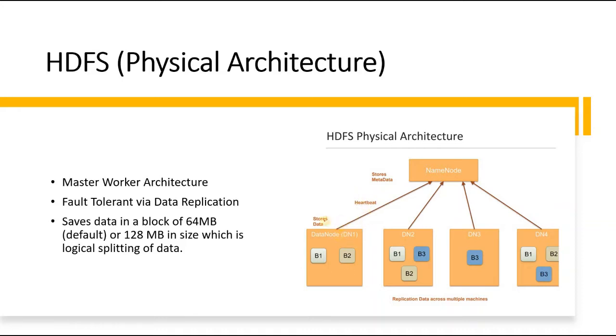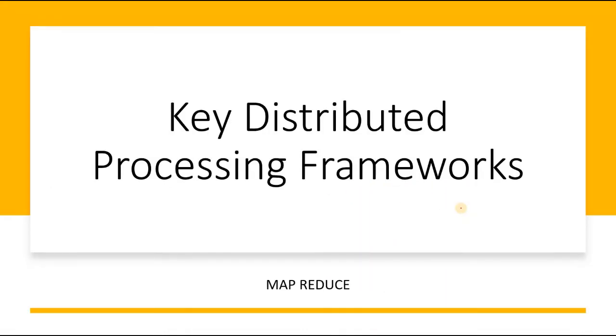So once a data node is dead, okay, we know that the first data node is dead. Since we have the data replication in another data node, we can retrieve the data from another data node here. So that is why it is called fault tolerant, because we did the data replication.